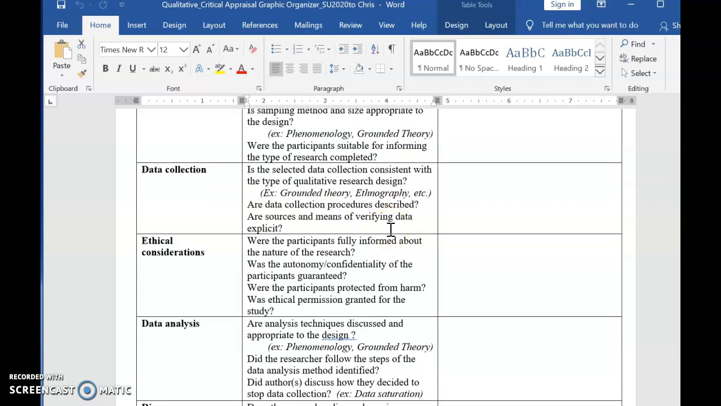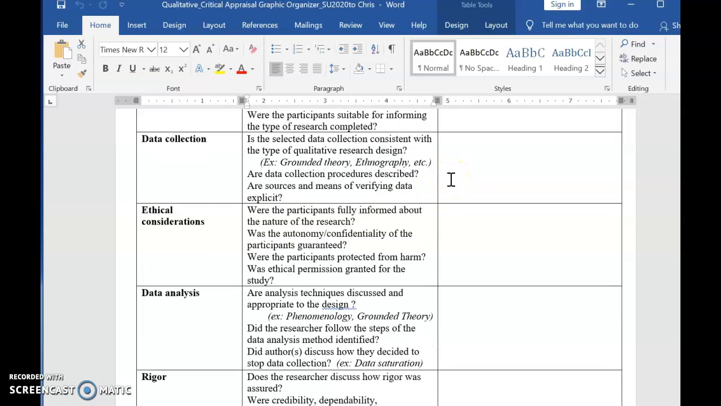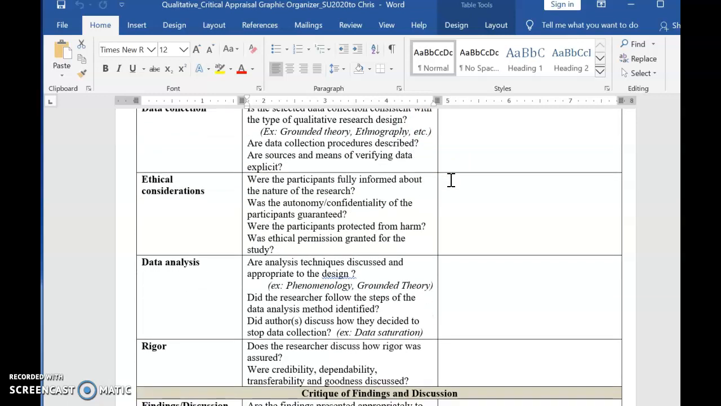So we're just going to keep going down under data collection. Is it consistent with the type of qualitative design? So here you may have to read. If you're given a phenomenology example for a research article, then you better go and read, what is a phenomenology study? What kind of data do they usually collect in a phenomenology study? And does this article do that? So you're actually applying the literature, applying your readings. It's very important to have your book as you're doing these graphic organizers.